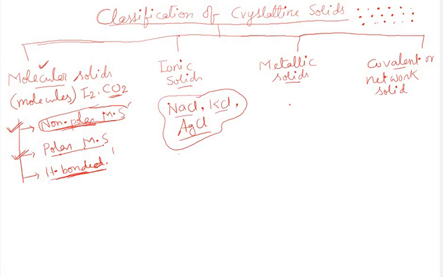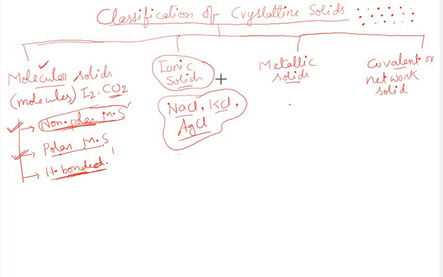So between the constituent particles there is a strong electrostatic force of attraction. So that is why these types of solid, since they have strong electrostatic force of attraction, have a very high melting and boiling point.